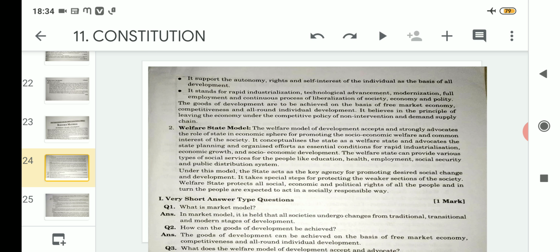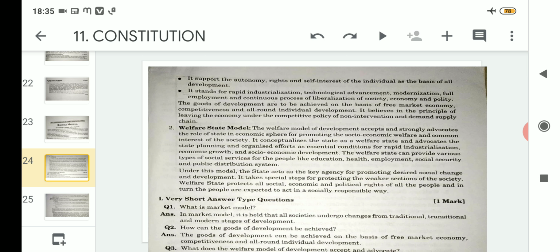Lastly, it supports rapid industrialization, through which development can reach a new height. Then it supports advancement in technology and the modernization process. Then full employment. If rapid industrialization, advancement in technology, and modernization are there, then of course employment will not be a problem for a prosperous country. Along with that, it also supports the continuous process of liberalization of society, economy, and polity. So the goals of development are to be achieved on the basis of a free market economy, competitiveness, and all-round individual development.